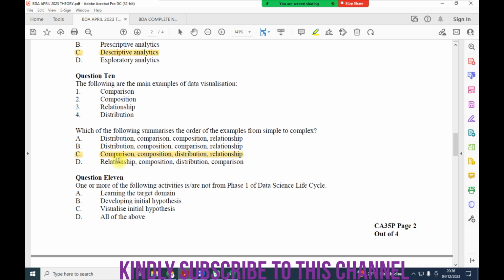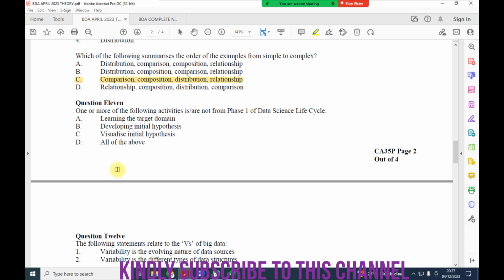The distribution, the lines, because the time graphs and the line graphs, they are rarely used, the scatter graphs. Then the relationships for the histograms, and sometimes the line graphs still appear under the relationship to show relationship between one or more variables, and even bubble circles still appear under the relationship. So for this question we shall go with the C, comparison, composition, distribution, and relationship.